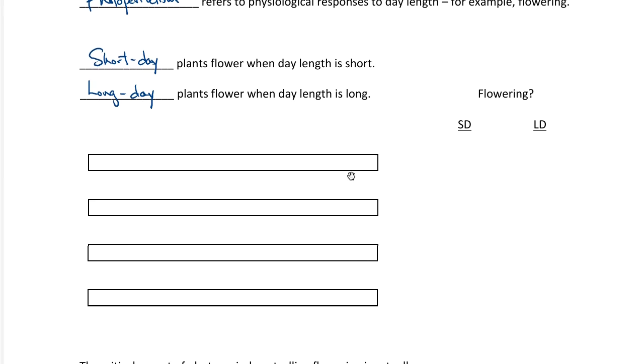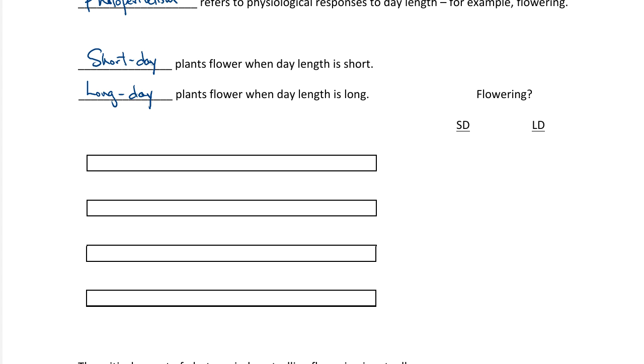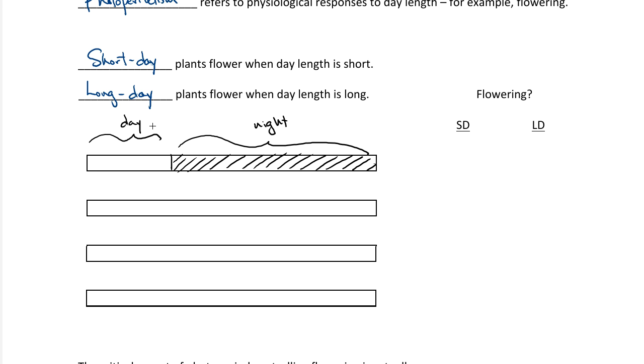So if this bar here represents a 24-hour cycle, then if you're in the more like the winter months where there is a lot of nighttime, indicated here by this shaded region. So this is the night, a period of darkness, and this is the day when you have a period of light. In a situation like this, then a short day plant would flower, but a long day plant would not.